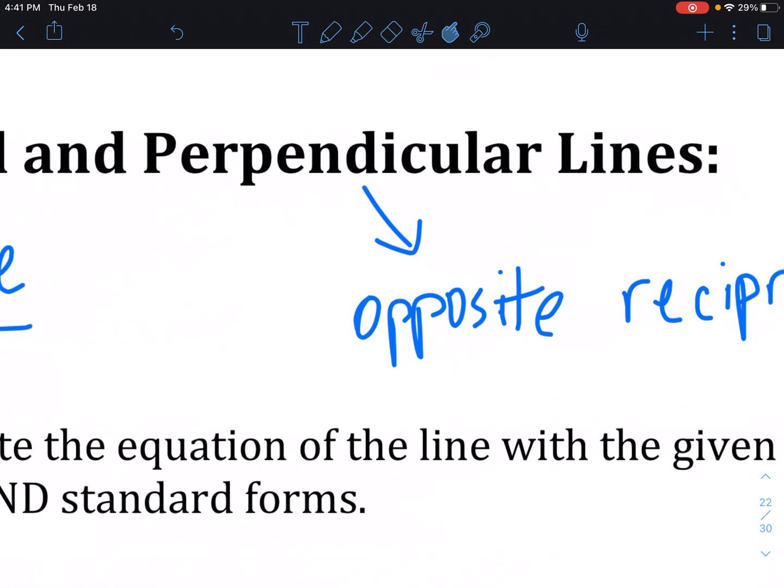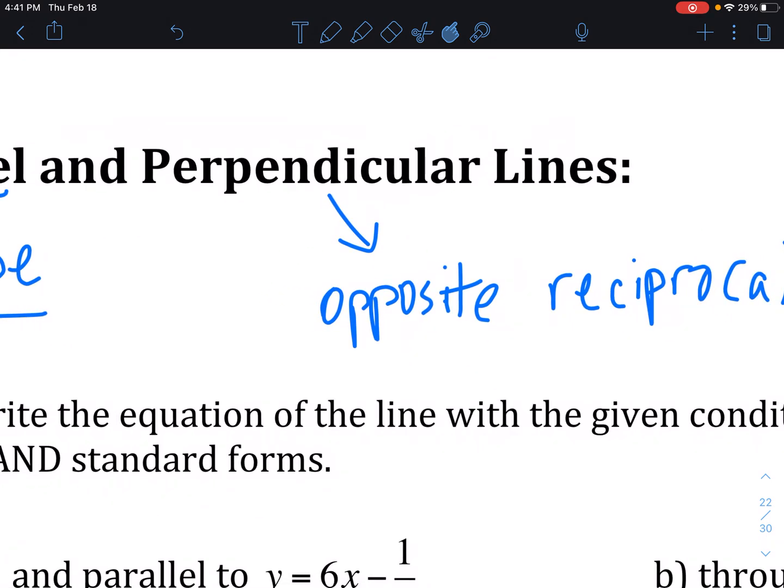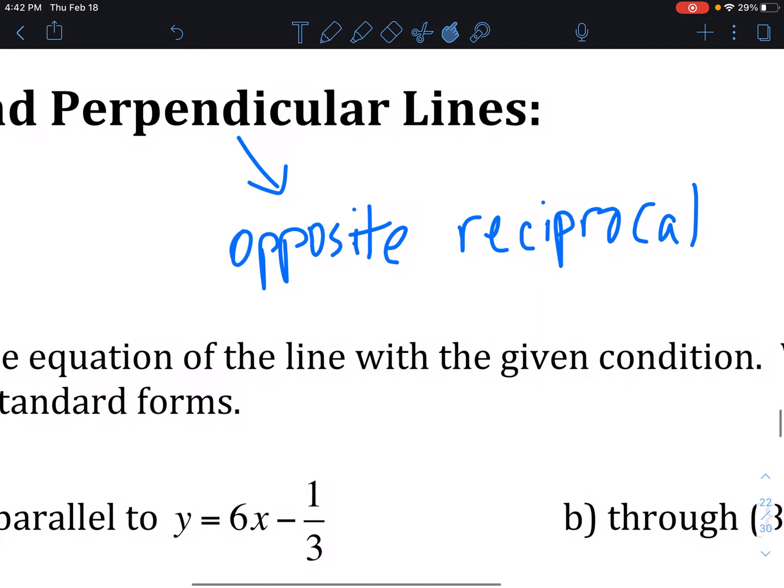What about perpendicular lines? Now, perpendicular lines, if we were to graph them, perpendicular is like a wall with a floor. It intersects at a 90-degree angle. Now, how do their slopes compare? Their slopes are actually opposite reciprocals of each other.